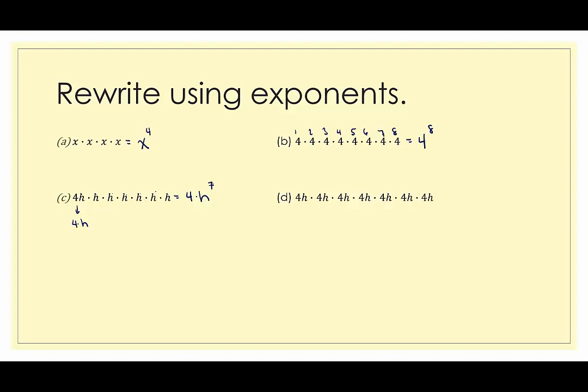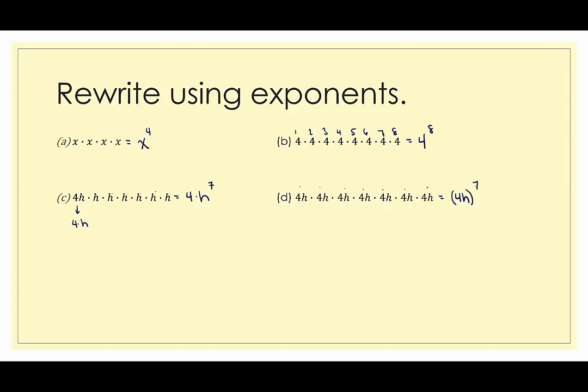In letter D, okay, now it's a little bit different, because what's repeating? The 4h is repeating. So in this case, our base is going to be 4h, but because there are 2 factors that are part of this base, I might need to put it in parentheses to say this is the thing that's being repeated. And then how many 4h's are there? There's 1, 2, 3, 4, 5, 6, 7.